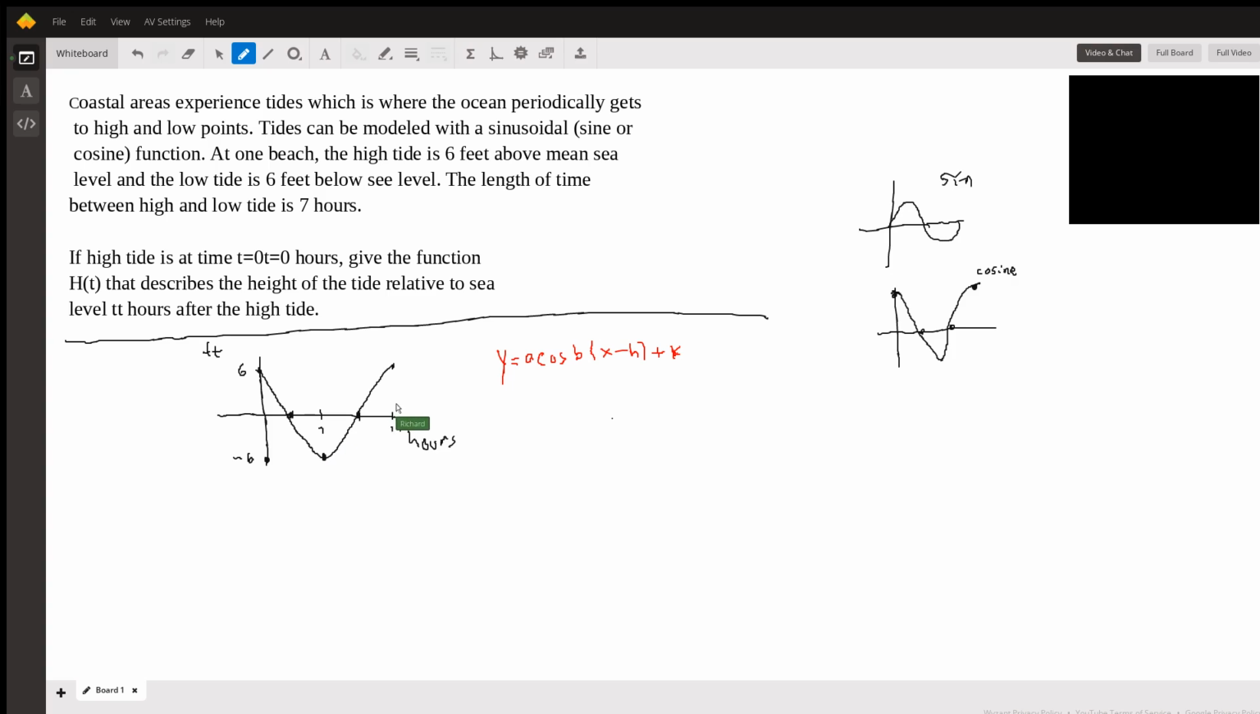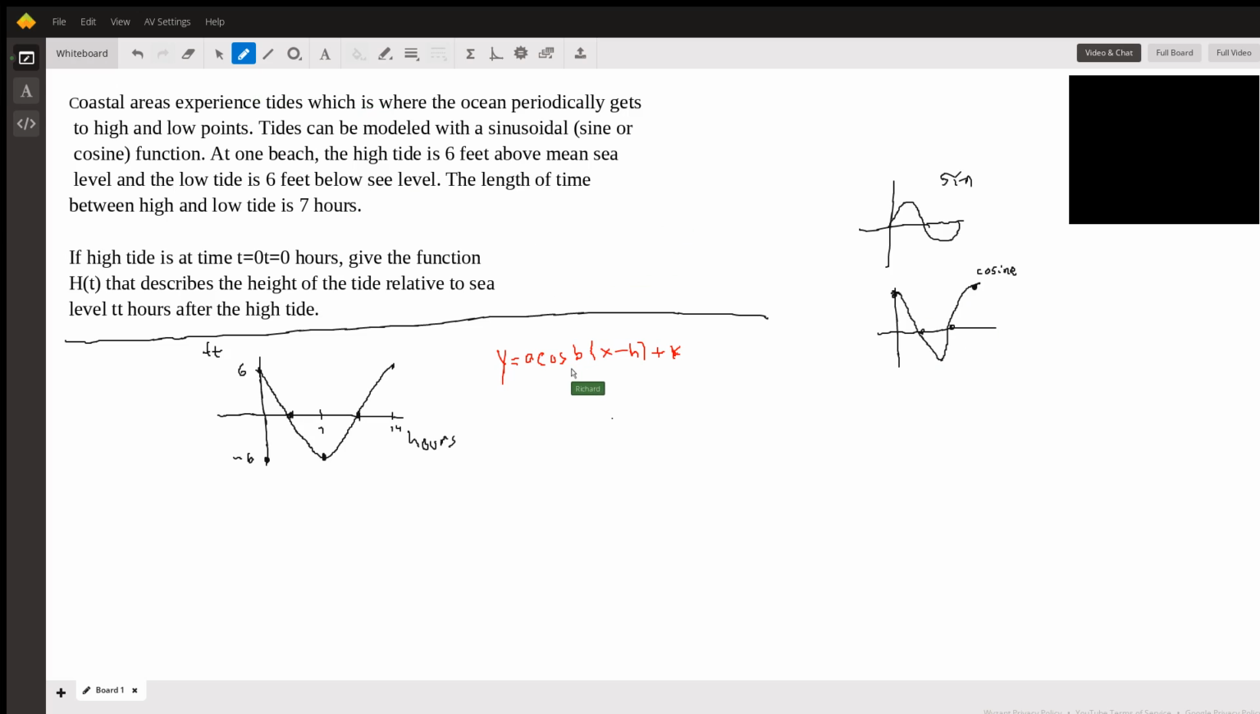And then 14 hours later, it doesn't say this precisely, but just from symmetry, you can see that 14 hours later, it would be back to where it started. And so we're going to use the cosine curve here because it fits the data very nicely.